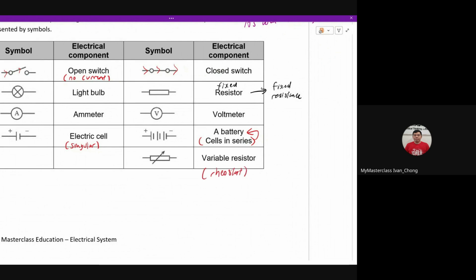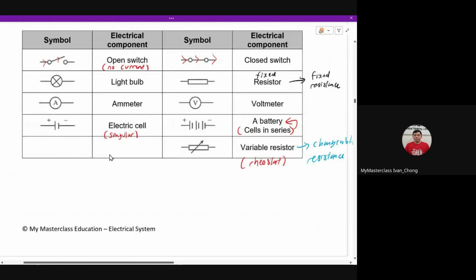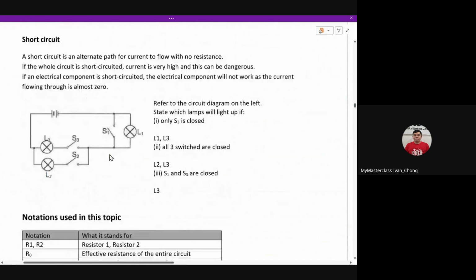Okay. So as the name suggests, you actually have changeable resistance, which means with this device, I can actually change the resistance. I can put like 2 ohms. I can change it to 15 ohms. I can change it to 30 ohms, as much as I want. Okay. So this is your device.